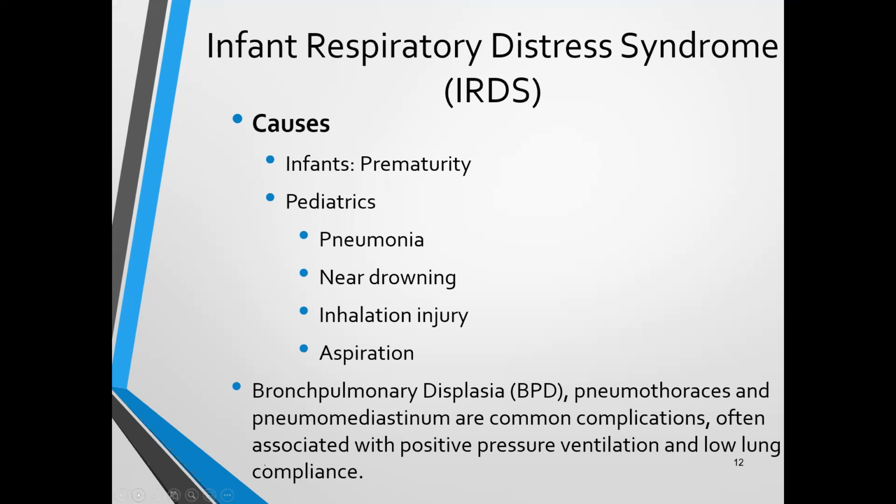The problem with IRDS and bronchopulmonary dysplasia is that, in some cases, pneumothoraces and pneumomediastinum are common complications, because many of them have been exposed to positive pressure ventilation with high airway pressures and concomitant low compliance. So they're really apt to develop various forms of air leaks.